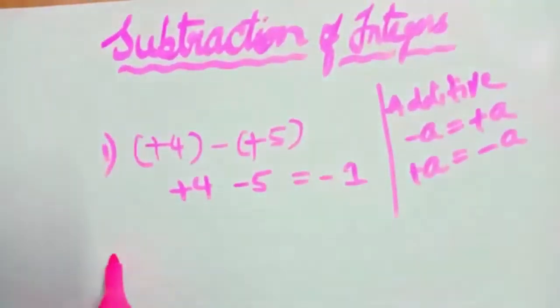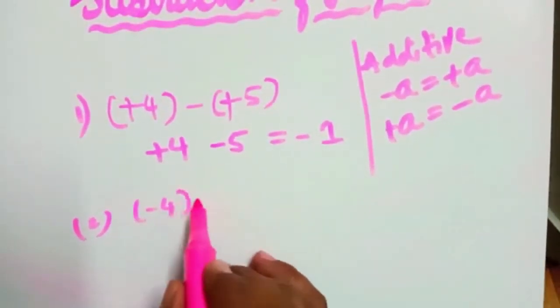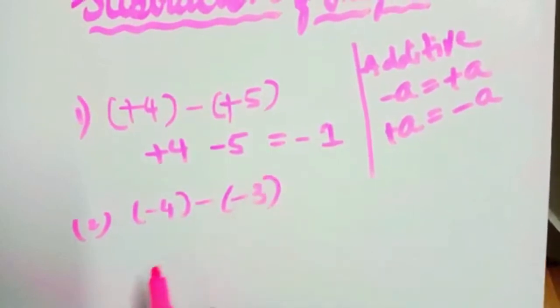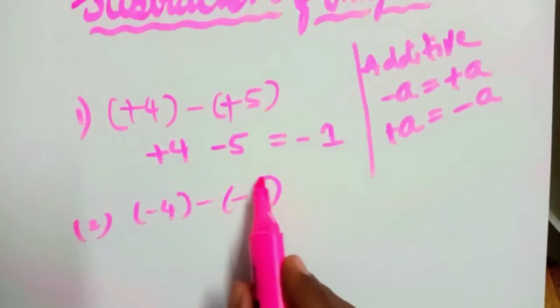The next one is, I'm subtracting both negative integers, like minus 4, I'm subtracting minus 3. Already I told you for the subtraction of integers, we need to write the additive inverse of the second integer.